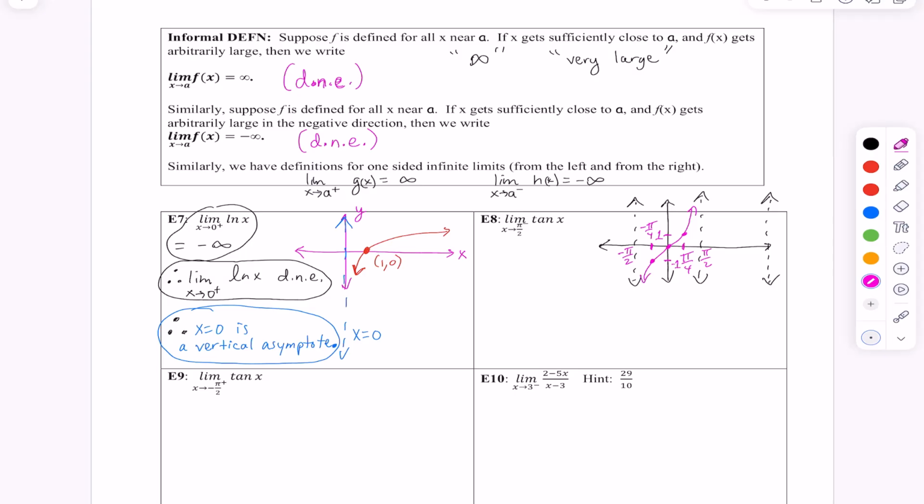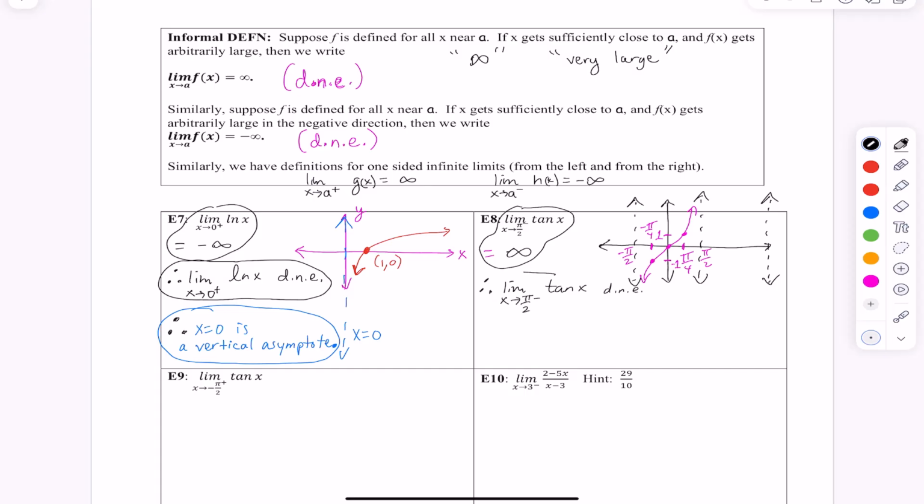Now let's look at the x values. As the x values approach pi over 2 from the left, where do the corresponding y values go? The corresponding y values are going to a concept. They're going to the concept of positive infinity. So that's our first conclusion. Our second conclusion is that the limit as x approaches pi over 2 from the left of the function tangent of x does not exist.